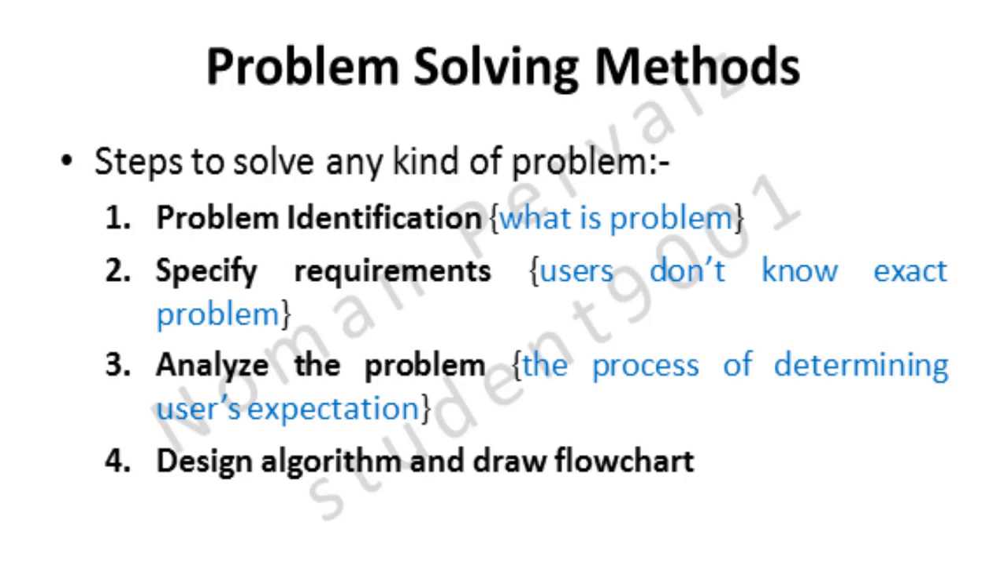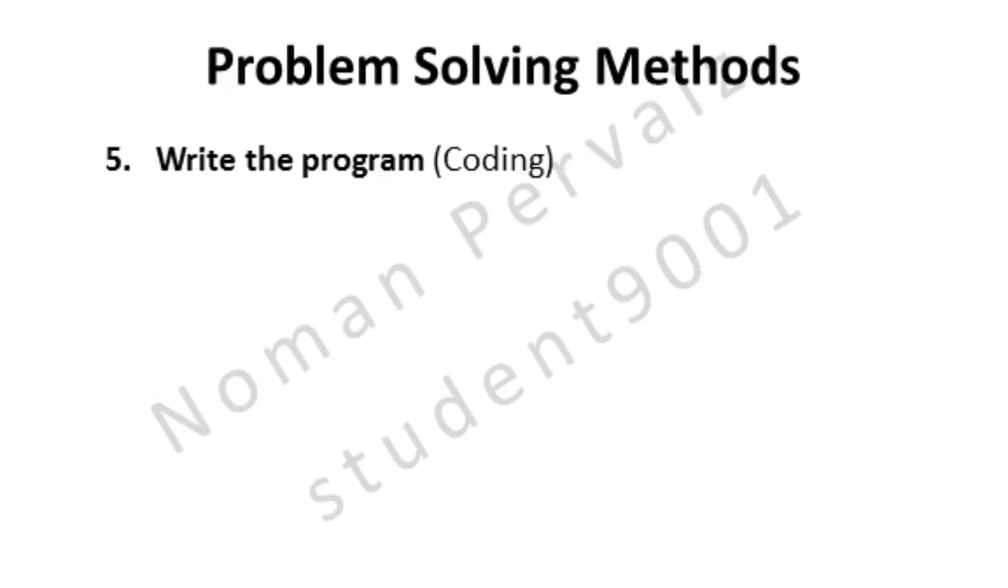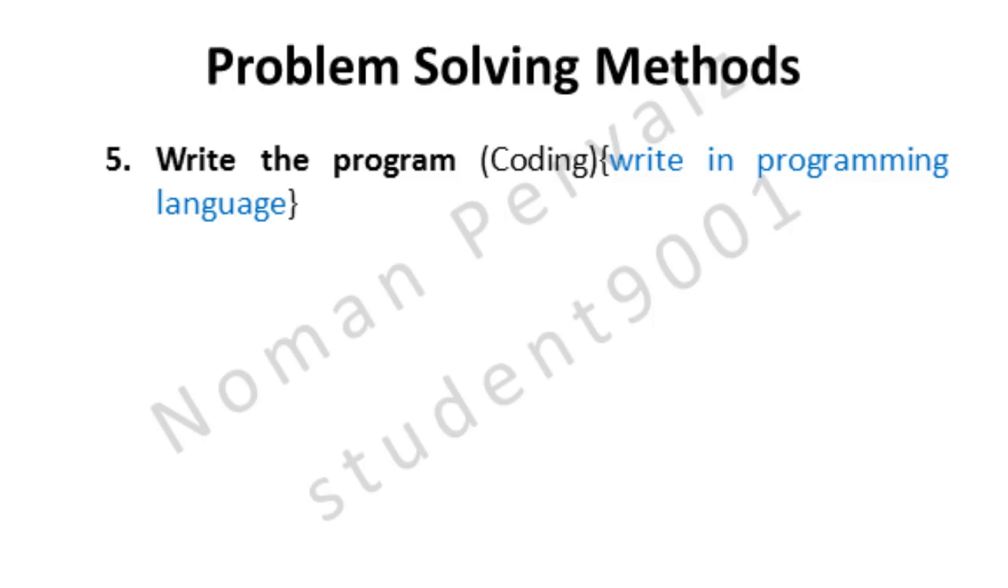The fourth step is design algorithm and draw flowchart. It involves 2 sub-steps, to solve the problem and to map the flowchart in graphical form. The fifth step is write the program or coding. In this step the developers of the program will use a specific language to develop the software.